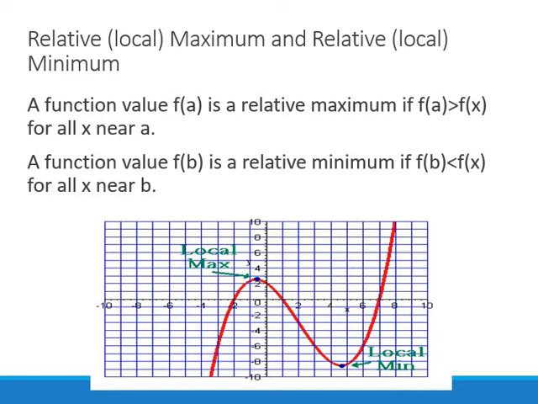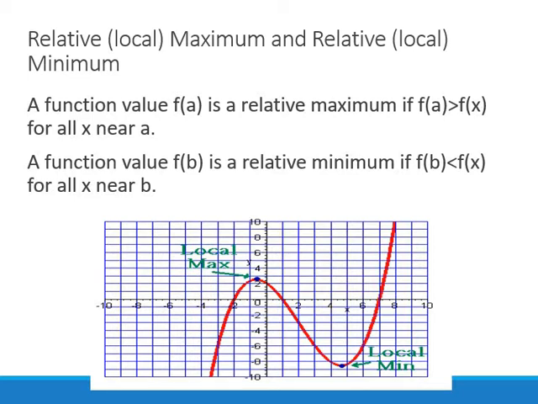But a local or a relative maximum is the highest point in a region, in a neighborhood around a certain value. So f of a is a relative maximum if f of a is the high point for all the x's around a on both sides. In the formal definition, it's got to be on both sides. An endpoint can't be a local or a relative maximum or a minimum. And the minimum is the opposite.